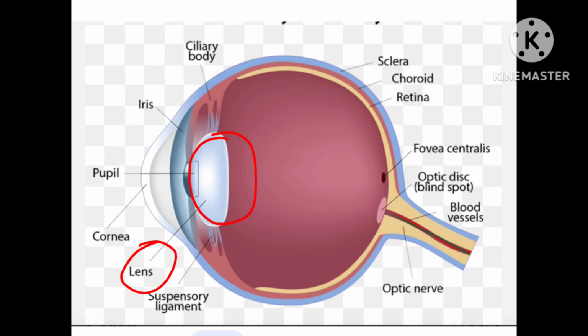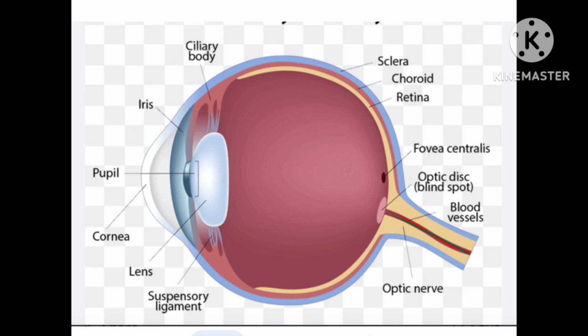And the lens is a biconvex structure. Biconvex means it looks like a spherical object inside the eyeball. And the lens is held by some structures from above and below. Those are called suspensory ligaments. And those suspensory ligaments are attached to the ends of the eyeball with a structure called the ciliary body. And the suspensory ligament, ciliary body and the lens together make the lens shrink and relax.